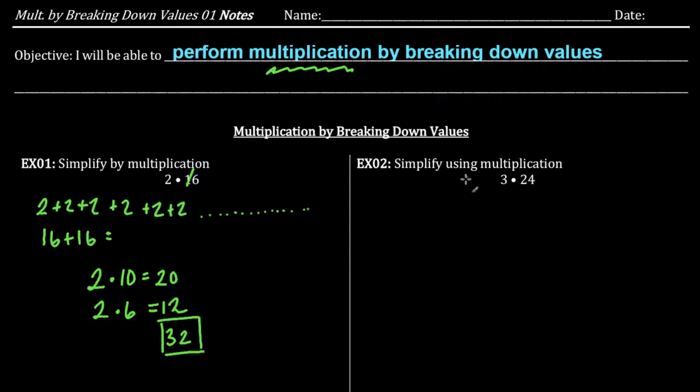Let's try this one. 3 times 24. So we'll do 3 times 20, which is 60. And we'll do 3 times 4, which is 12. Put them together, and it's 72. Now, remember, the whole premise is that multiplication can be thought of as repeated addition. So all we're doing is doing part of the addition, part of the multiplication, and we're putting it with the other part that we didn't do.